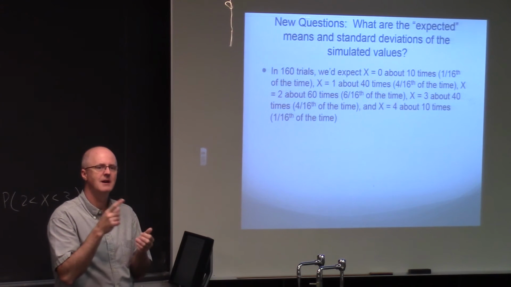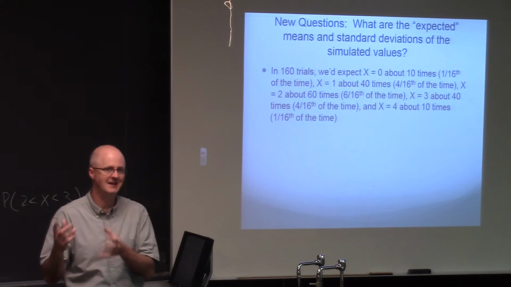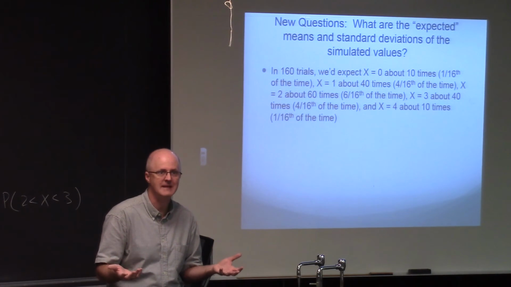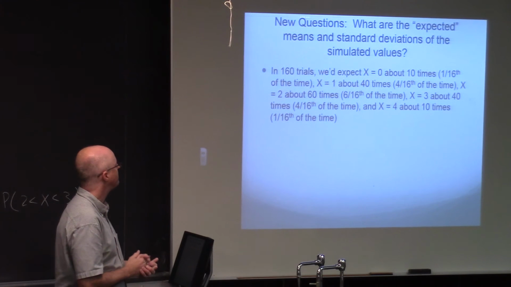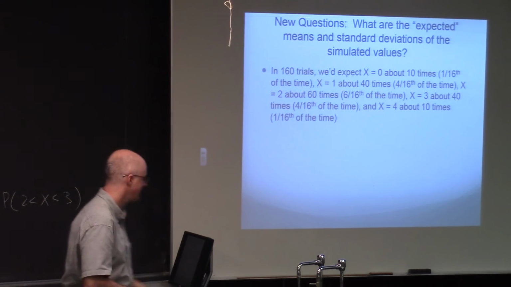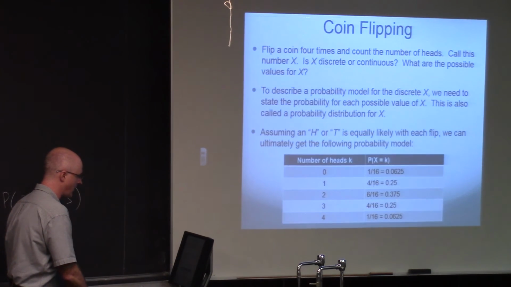Okay? Because I want to give you a brief intuitive feel for why those formulas I talked about at the end of class the other day work, at least for means. Imagine flipping a coin 4 times. Okay? The probability distribution for that is what you see right here.